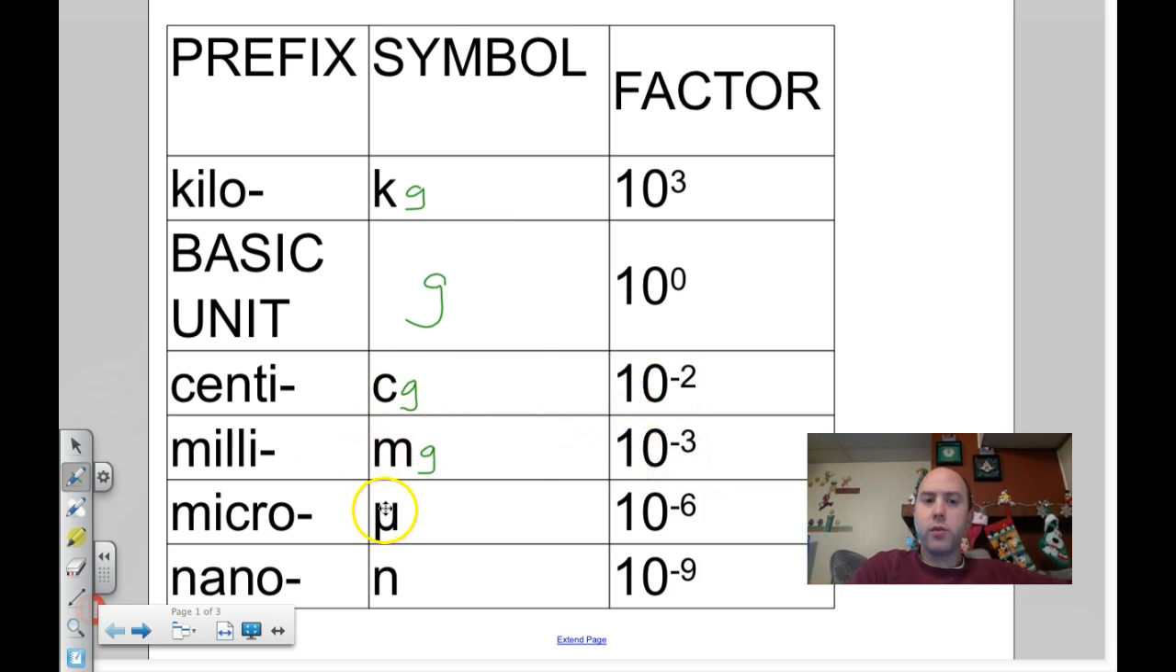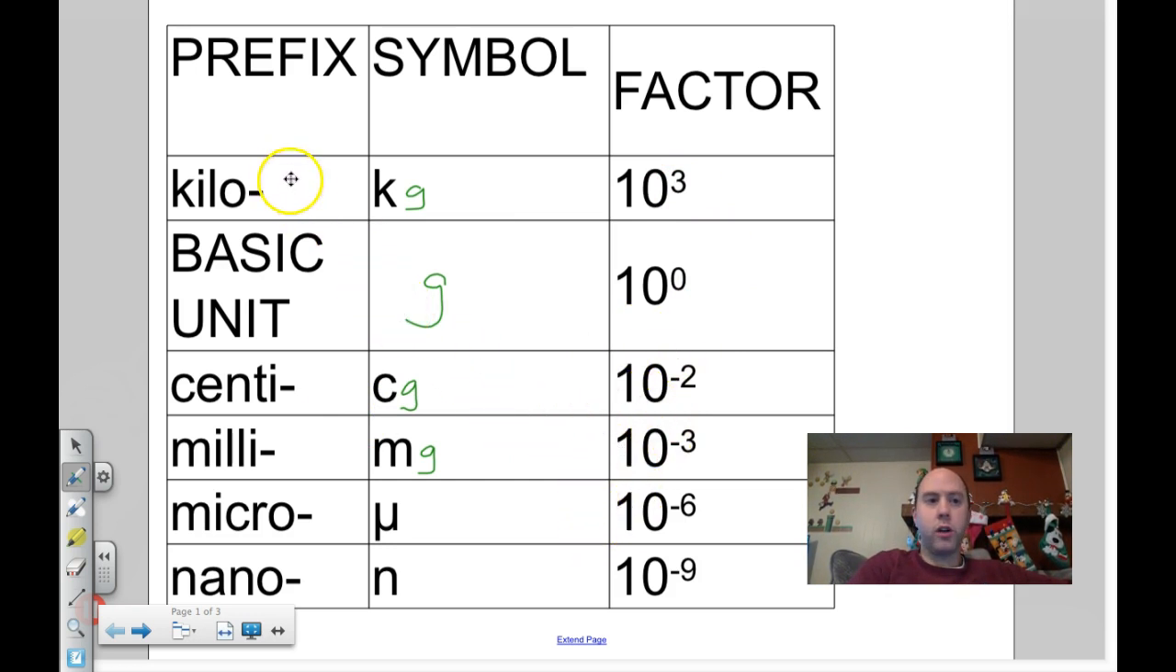And then micro is one we're not going to use too often, but we will later on. Micro is 10 to the negative 6, and it's written with this Greek letter mu. And then nano is N, and it stands for 10 to the negative 9. Again, I'm going to show you how to go from one of these prefixes to the other. You have to know these factors to do so, though.